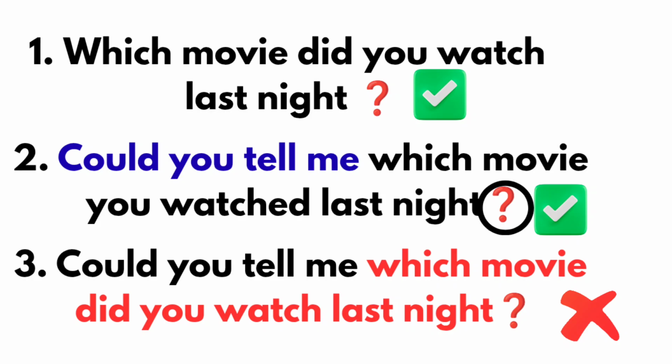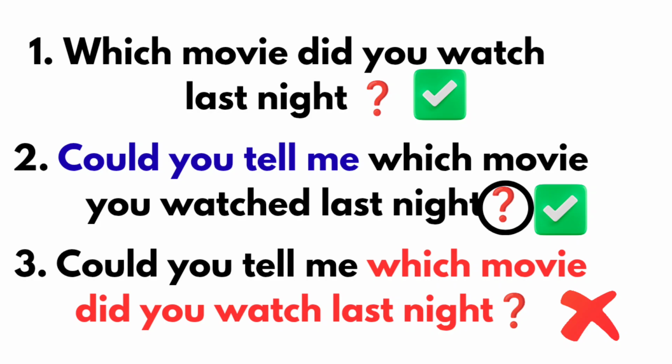Third example, which movie did you watch last night? Yeah, it's a regular question and the structure is very clear. Could you tell me which movie you watched last night? So instead of using did, I have removed did and used the normal structure. Could you tell me which movie you watched last night? And we put a question mark at the end. Look at the third sentence. It is actually wrong. Could you tell me which movie did you watch last night? Here two questions are there in the statement. That's why it is wrong.